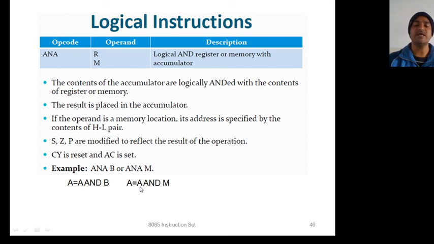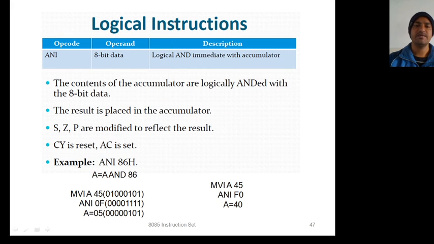A AND M means A equal to A AND M. Now the next instruction with data. What will be the instruction for this? ANI. You know, if there is data, the last letter will be I. ANI 8-bit data. For example, if data is 86, then it will perform A equal to A AND 86.